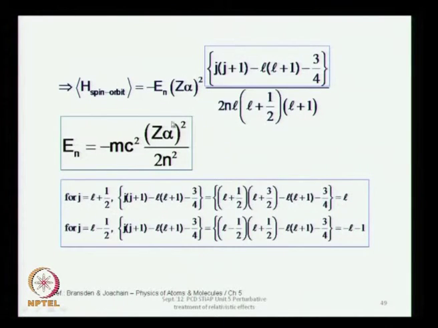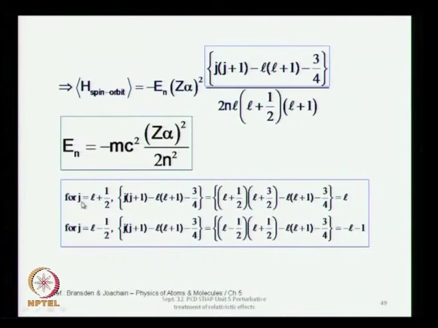Now the actual value will depend on how j relates to L, because j could be either L plus S, or it can go from L plus S to L plus S minus 1 etc. up to the modulus of L minus S, but since S is only half, there are only two values that you can get for j, which are L plus half and L minus half. So, depending on how j relates to L, whether it is L plus half or L minus half, this numerator over here in this blue box will have a different value.